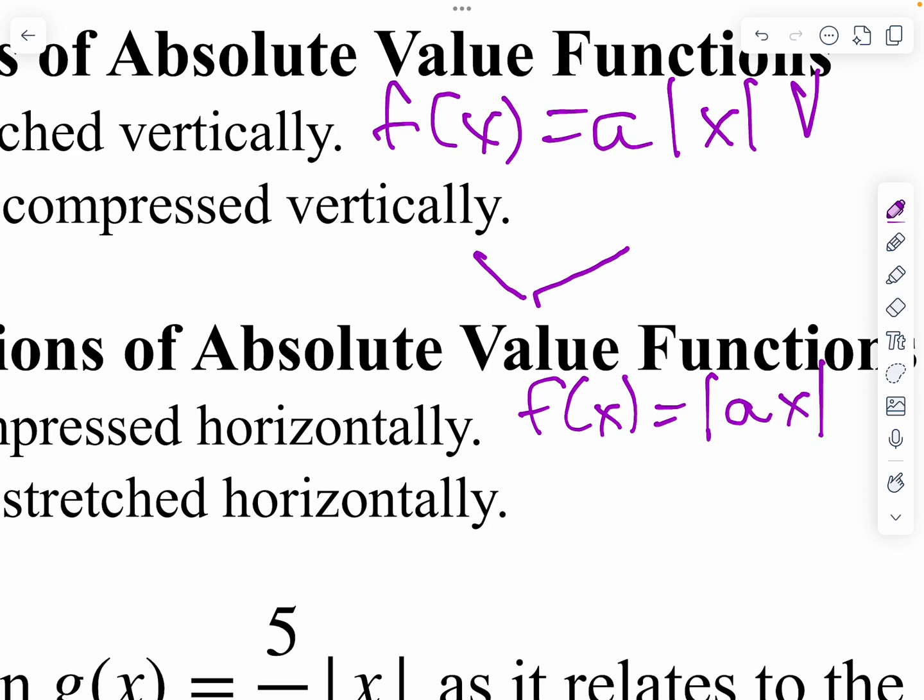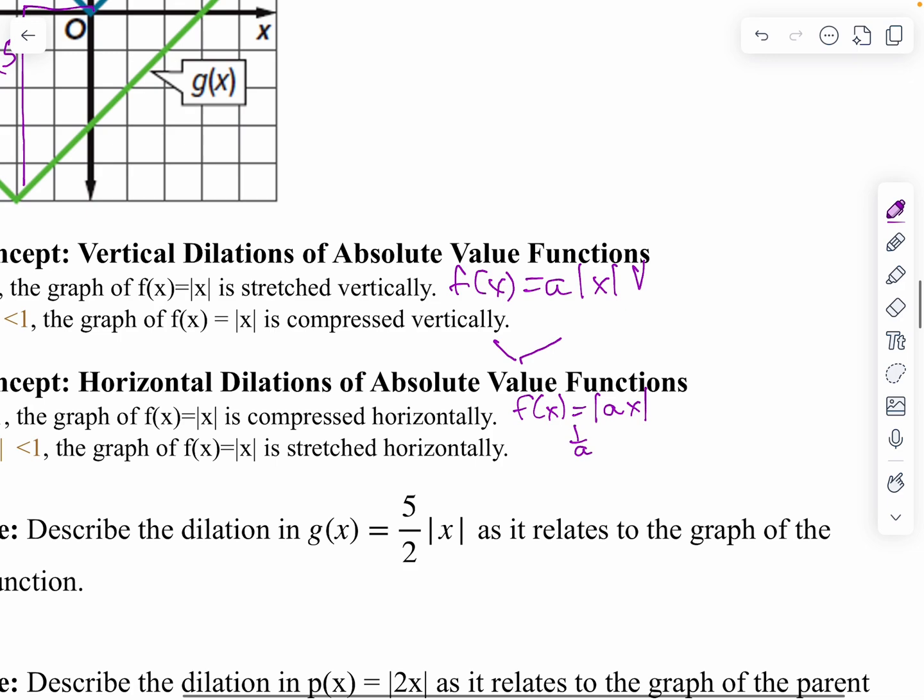Then if a is greater than 1, I'm going to compress it horizontally. Because remember, I would multiply by 1 over a when I do my dilation. Remember, inside it's always backwards. In this case, reverse. Okay? And then I would stretch it if a is less than 1.